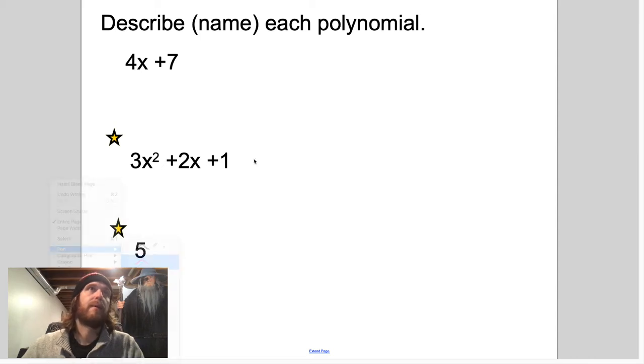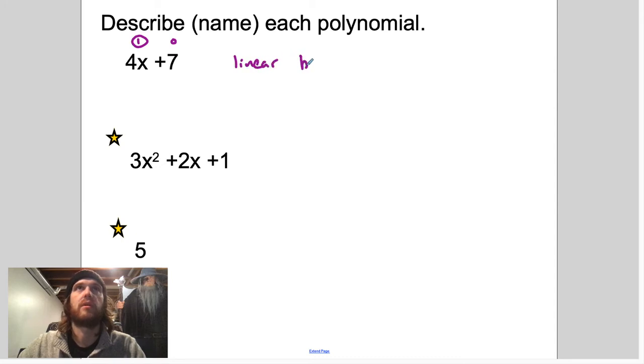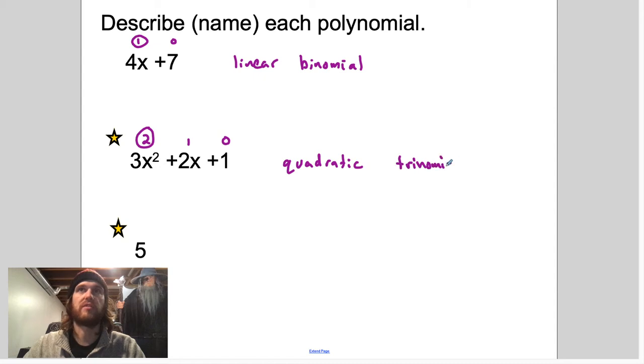Starting at the top, 4x plus 7, there are two terms, so it's a binomial, and this has degree 1, this has degree 0, the highest is 1, so this is a linear binomial. Okay, this is degree 2, degree 1, degree 0, the highest is 2. So we look at that phrase for degree 2, which is quadratic trinomial. And they should be in this order. It's always degree and then number of terms.